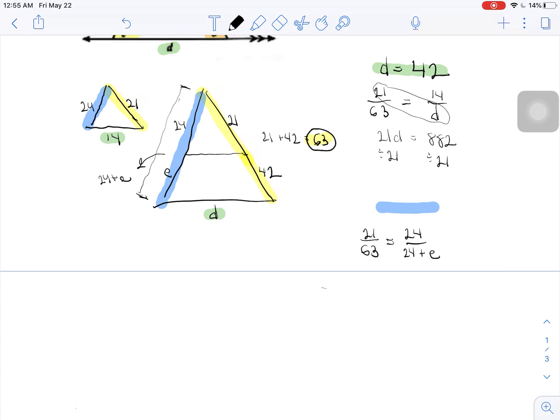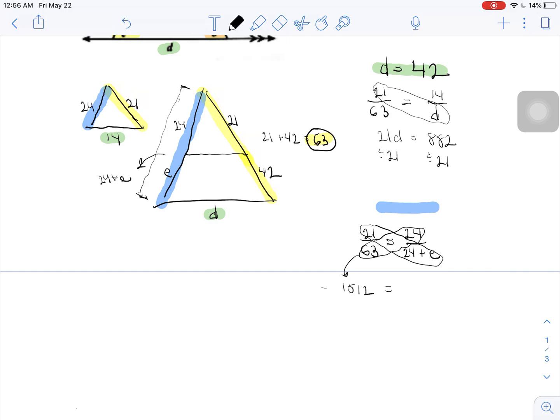So this is where your solving equation skills are going to come into play, because when you go to cross multiply this, this way is easy. 63 times 24. Well, that's just regular old multiplication because we know both of the numbers there. So that's going to give us 1,512.